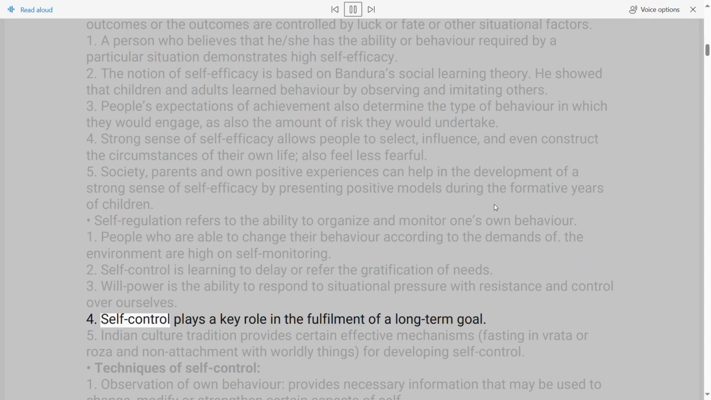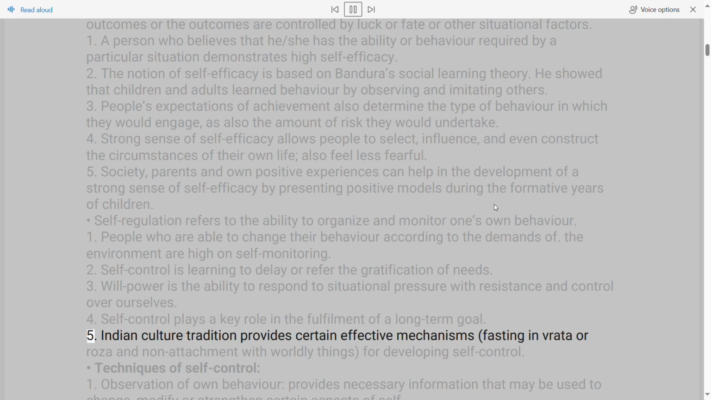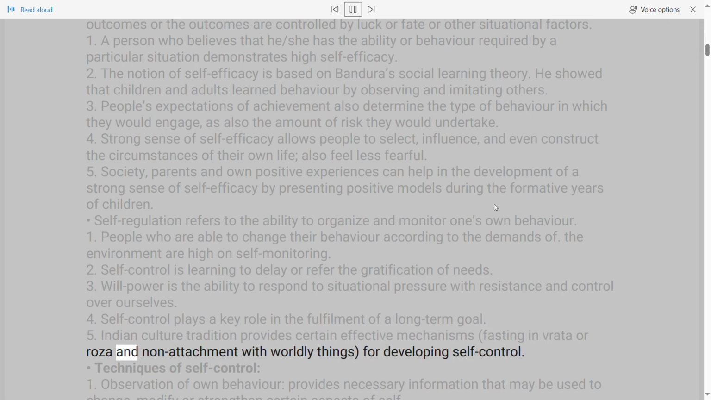4. Self-control plays a key role in the fulfillment of a long-term goal. 5. Indian cultural tradition provides certain effective mechanisms, fasting in Vrata or Roza and non-attachment with worldly things, for developing self-control.